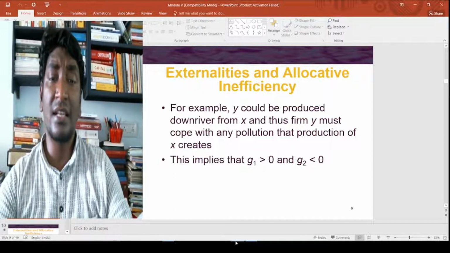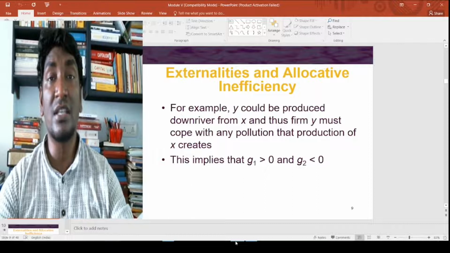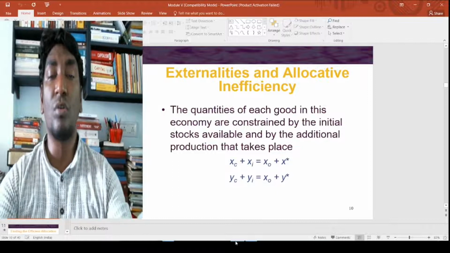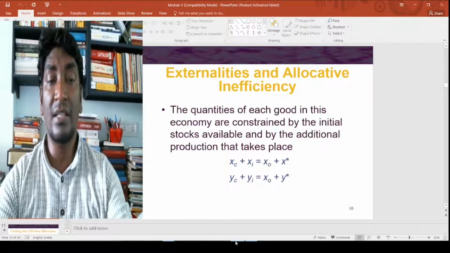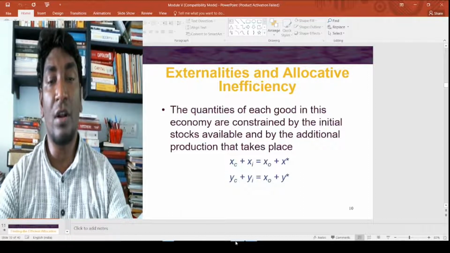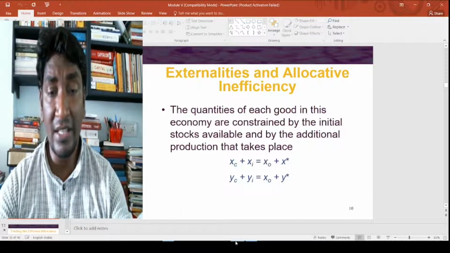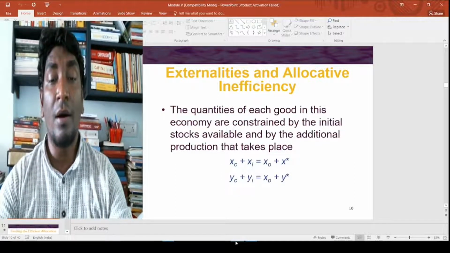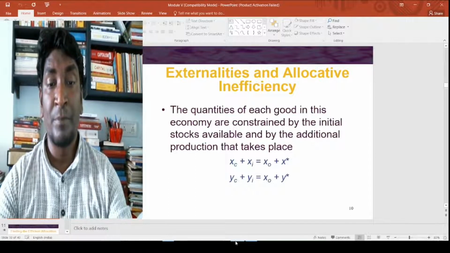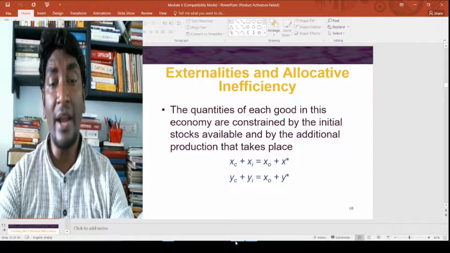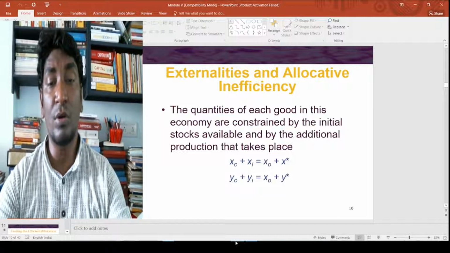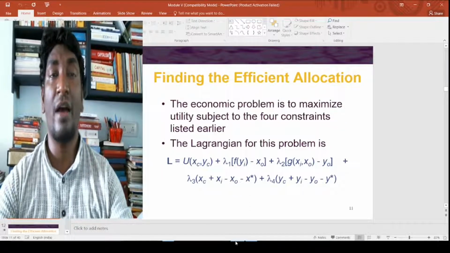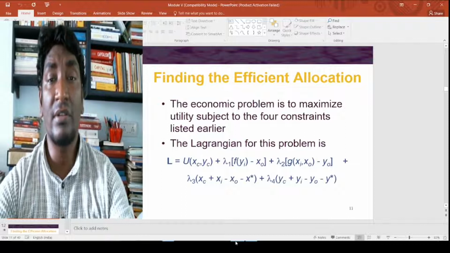So this implies that there is a G1 which is greater than 0, and a G2 which is less than 0. The quantities of each good in this economy are constrained by the initial stock available and by the additional production that takes place. So you have XC plus XI, which is equal to X0 plus X star. The same is the case with YC plus YI, which is equal to Y0 plus Y star. Once you have all this, we can easily find the efficient allocation.